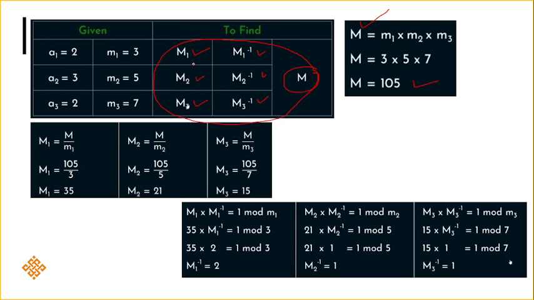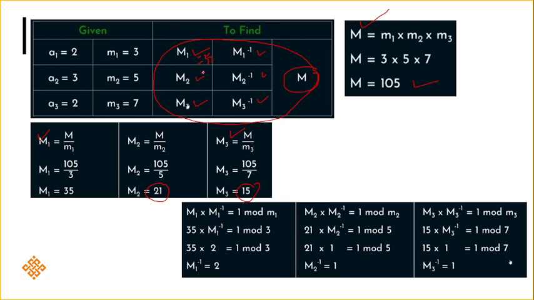Now let us find capital M1, M2, M3. M1 is nothing but capital M divided by small m1. So capital M is 105 divided by m1, which is 3, and we get M1 as 35. Similarly, we find M2 using the same equation, and we get 21. Similarly, capital M3 we get 15. So now we have M1, M2, M3. M1 is nothing but 35.